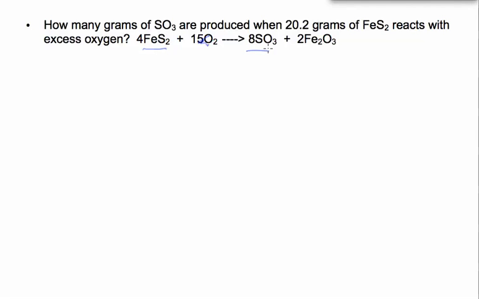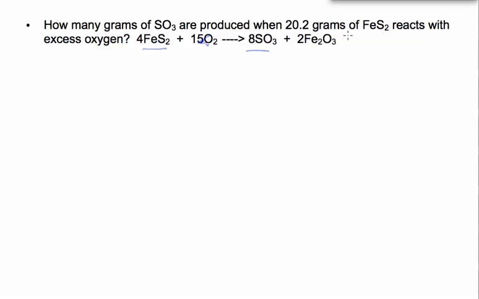So let's first check and make sure the equation is balanced. Again, I told you if it has coefficients, it probably is, but it's a good idea to make sure. We have 4 iron here, and 2 times 2 is 4 iron here. 4 times 2 is 8 sulfur, and 8 sulfur. 15 times 2 is 30 oxygen. So we have 8 times 3 is 24, plus 2 times 3 is 6. That gives you 30 oxygen. So this is balanced.